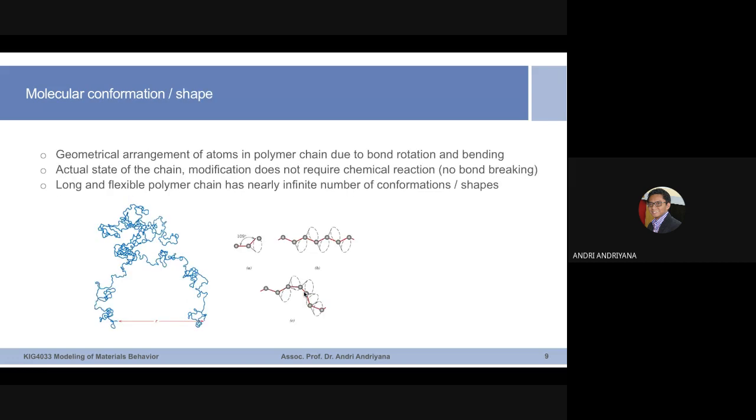Okay. The next one, which is very important for us to understand the mechanical behavior of elastomeric materials or rubber, is molecular conformations, or simply molecular shape. What does it mean? It is actually the geometrical arrangement of atoms in polymer chains due to bond rotations and bending.